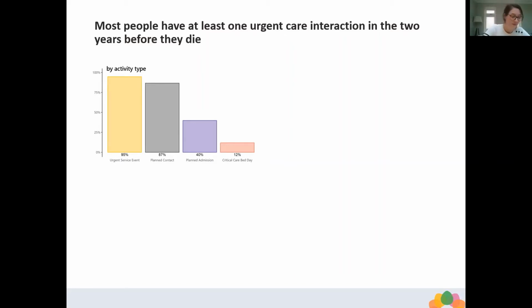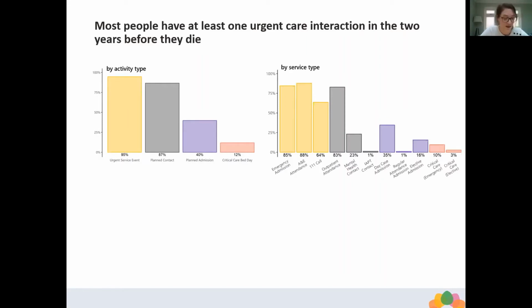And then by the different services within each activity type, we can see access for emergency admissions and A&E are both high. Each of these are accessed by over 80% of people. For 111, access is much lower, but still 64% of the decedent population are picking up the phone and making a call to this service. And then in planned contacts, the majority of access is coming from access to an outpatient appointment, and then nearly a quarter of people having some contact with mental health services, and a very small amount for Wyatt.